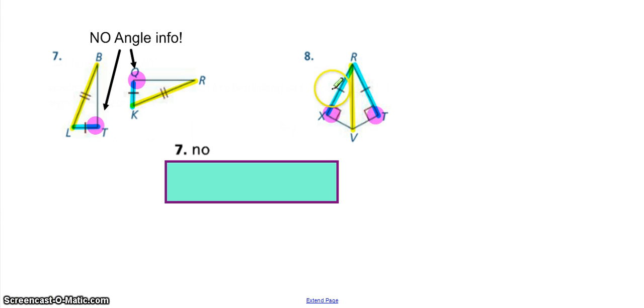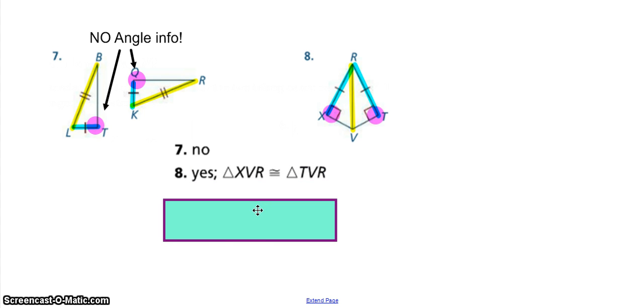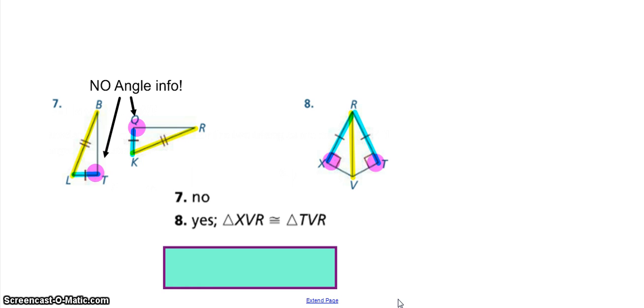And in number 8, I have two right triangles up against each other. I see the right angles here at X and T, which actually makes my RV the hypotenuse for both triangles, so we know that those will be congruent by the reflexive property. And RT is shown to be congruent to RX, which then lets us use the hypotenuse leg theorem to state the triangles are congruent.